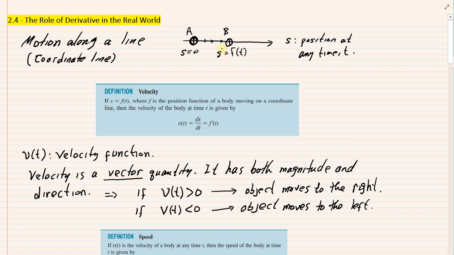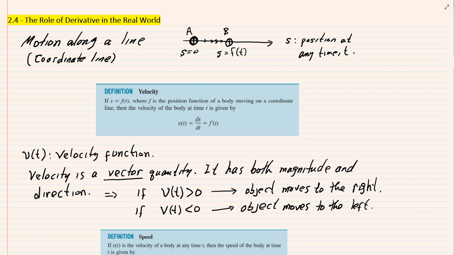So initially S here is the position function. So at t equals 0, let's say the position is at point A. That's the beginning of the movement. And then this object moves to the right, and how far it goes to the right is a function of time. That's what f of t is. But it's important that S here is a position function.